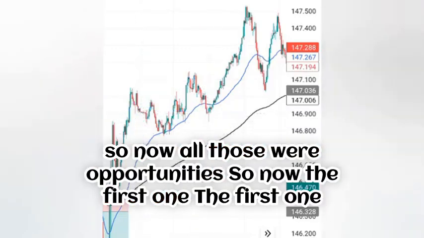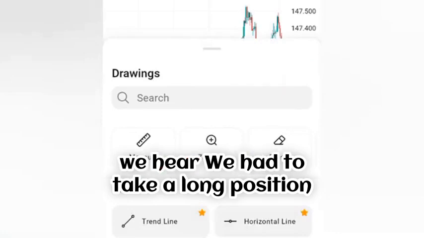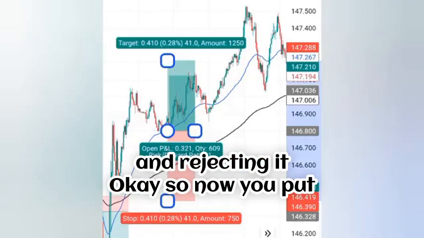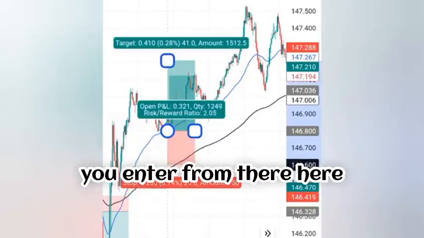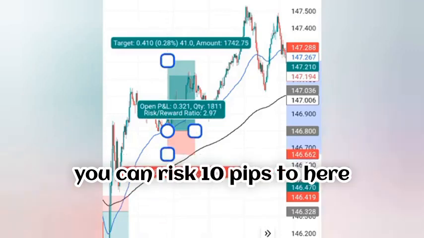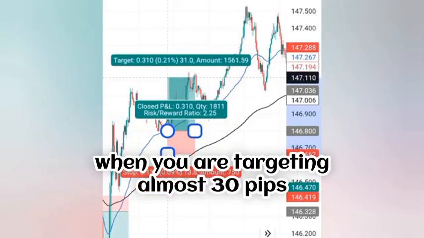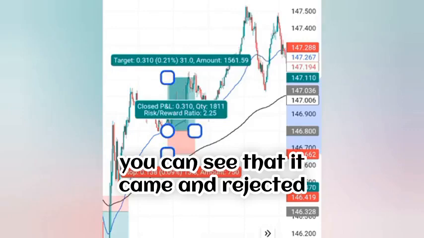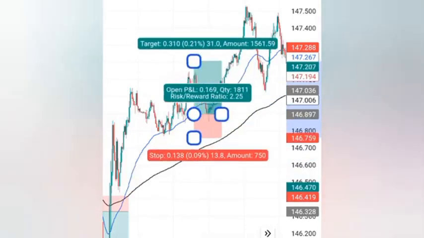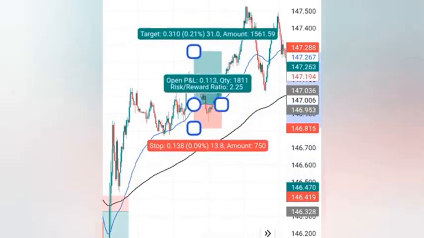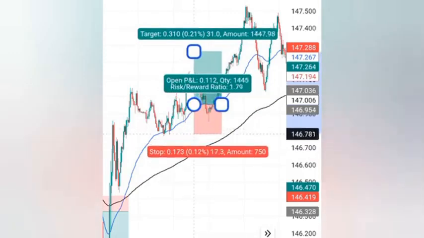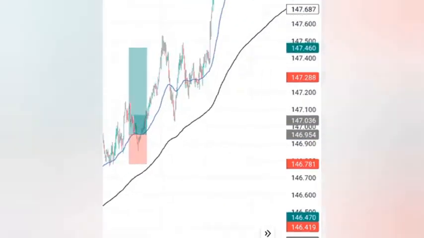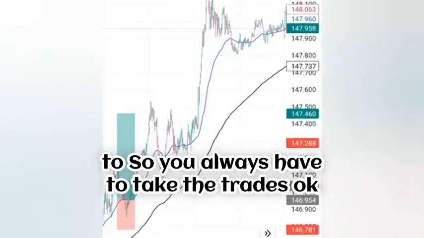The first one, here we had to take a long position after it came close to our moving average and rejected it. So you enter from there. Here you can risk 10 pips while targeting almost 30 pips. A 1 to 3 is really a good trade. Also another example here, you can see it came and rejected your moving average. Here also you can risk 15 pips, aiming for almost a 1 to 5 trade. Buying opportunities are really good when you identify that it is above, so you always have to take the trades.